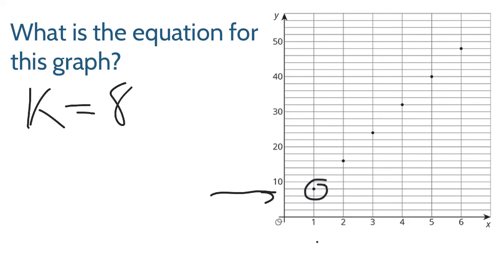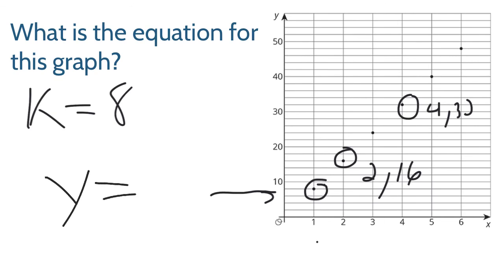Now, if I didn't have that point there, I could use this point, or this point, or really any point along that line. I take any point along that line, I divide the y by the x, and I'll get 8. 32 divided by 4 is 8. 16 divided by 2 is 8. So what's the equation? y equals 8x.